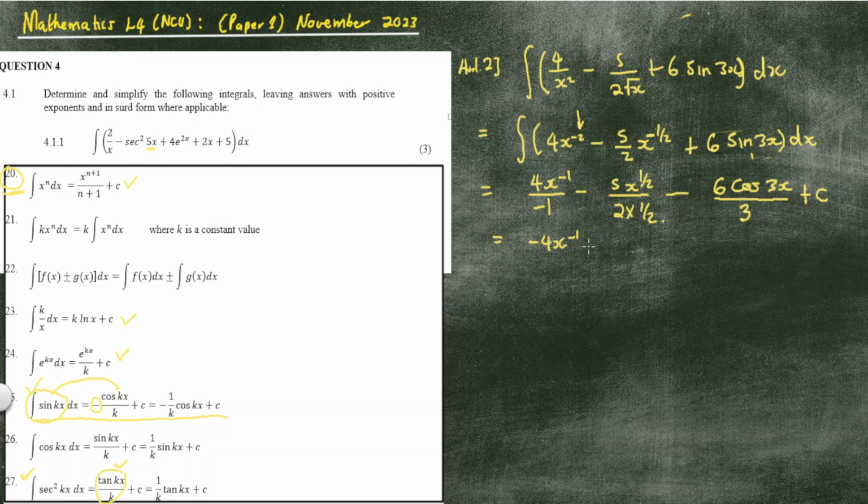We are simplifying. Lana, it's going to be a minus 2 times a half, that's 1. So 5 over 1, that's going to be 5x raised to exponent half. 6 over 3, that's 2 cos 3x plus c. So we should leave our answers with positive exponents. So it's going to be 4 over x raised to exponent positive 1 minus 5 square root of x minus 2 cos 3x plus c. This is our final answer. Okay, this is our final answer.